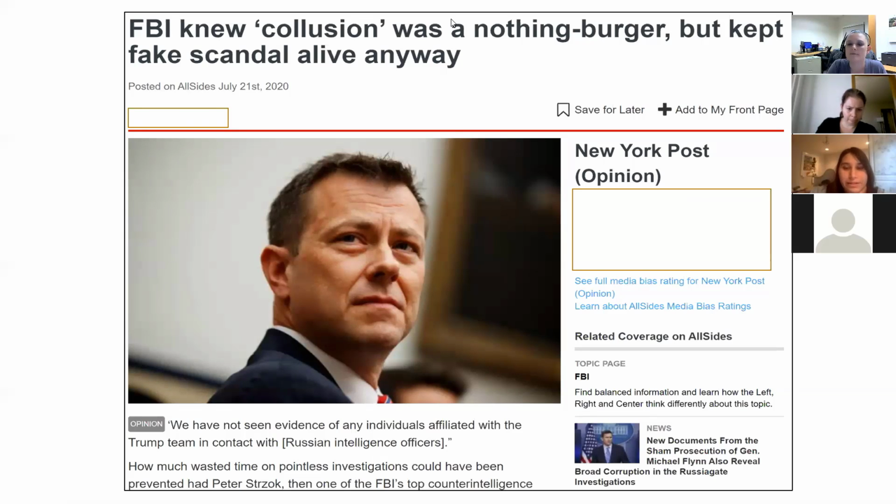It's opinion because it says so right under New York Post. It says opinion. Right, exactly. So you're looking for the factor there. There is that right to the right of the picture. So it says it's an opinion. We've identified that. That helps us with our analysis.